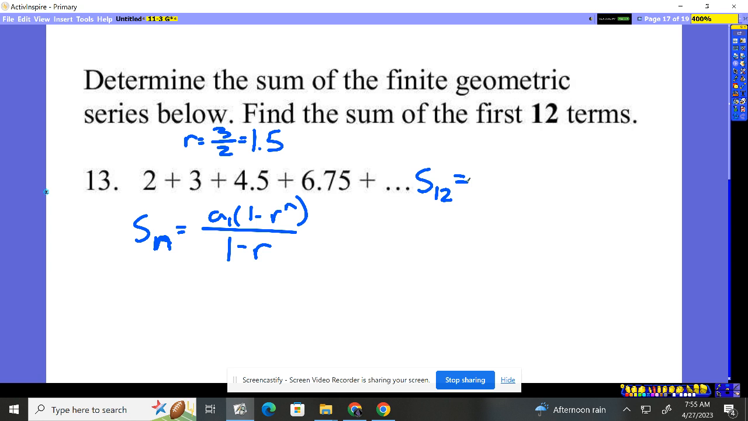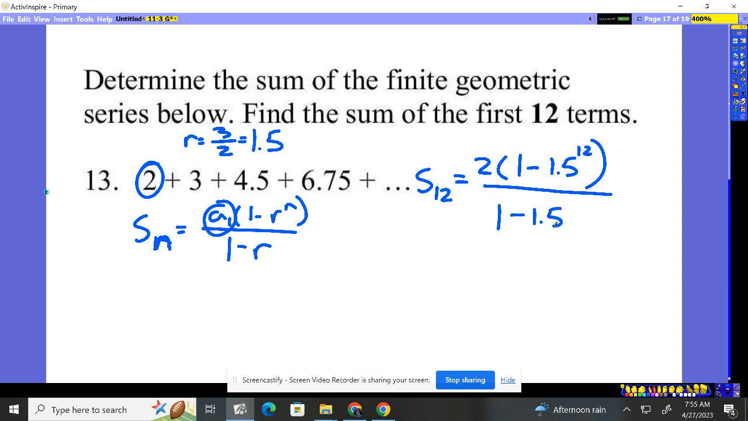It'll equal the first term, a sub 1, which is 2, times 1 minus the ratio, which is 1.5, okay, 1.5 to the 12th power, all over 1 minus that 1.5. Now, we've got to be good with our calculator. All I have to do is enter this in and I'm fine. Personally, I know the bottom is going to be negative 0.5. I'm going to enter the top on my calculator, get my answer, and then divide by that negative 0.5.